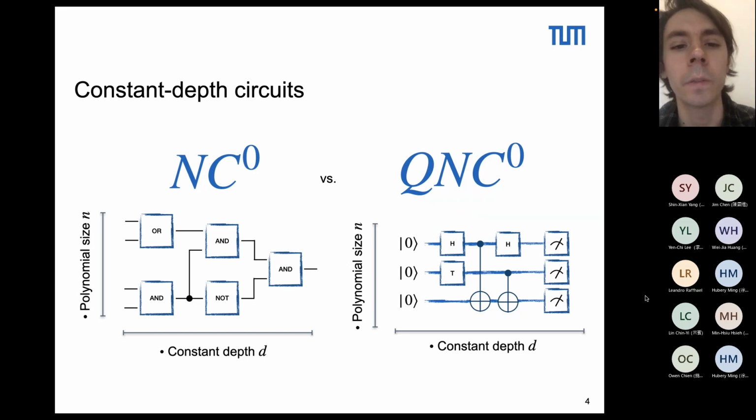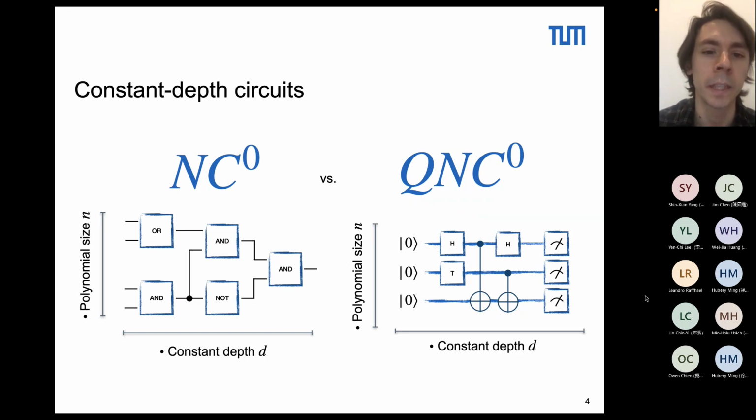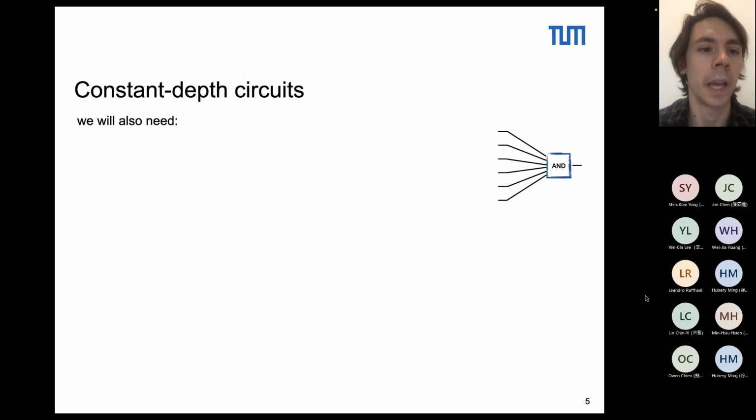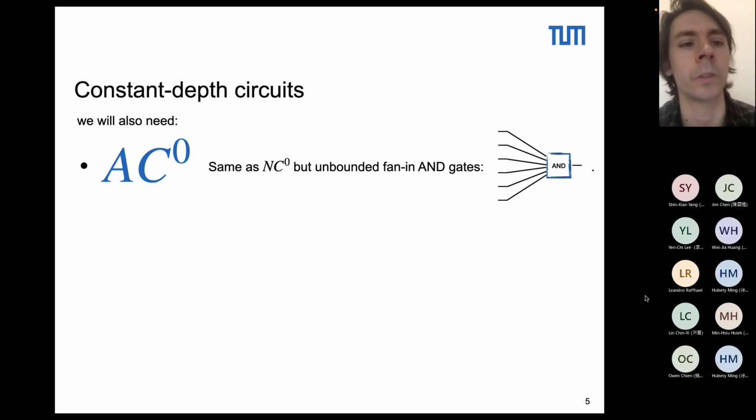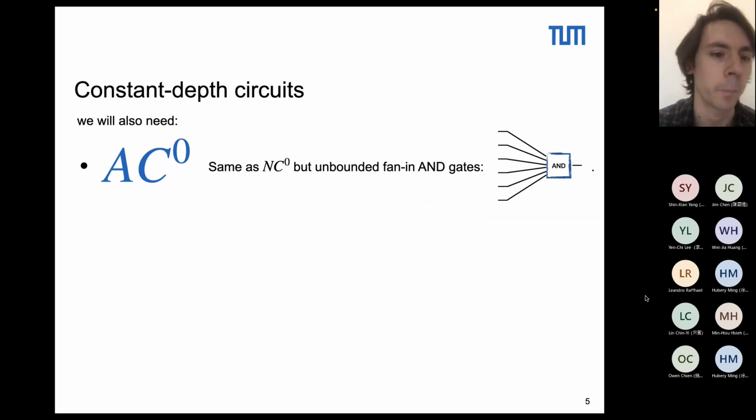The problem we try to solve is to prove that there are some problems that can be solved in QNC0 that cannot be solved by NC0 circuits. And important for our proof method, we will also need another class of classical circuit, which is AC0 circuits, which are the same as NC0, so they are constant depth, but the AND gates in the circuit can have an unbounded amount of inputs. So we're going to make a separation between NC0 and QNC0, but we will also need to talk about AC0 on the way.